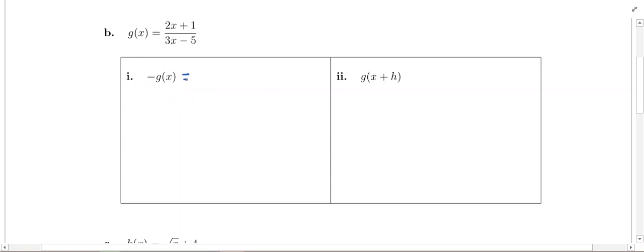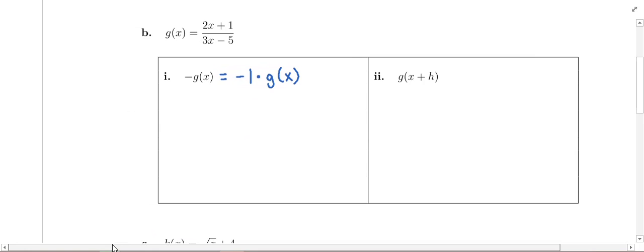We learned that this is the same thing as negative 1 times g of x. So all we need to do is multiply the function by negative 1. But this can be tricky because it's a fraction, okay? So let's talk about how you would correctly multiply a fraction by negative 1. All right, so here we go. Negative g of x, that just means we're going to take negative 1 and multiply by the fraction, 2x plus 1 over 3x minus 5.